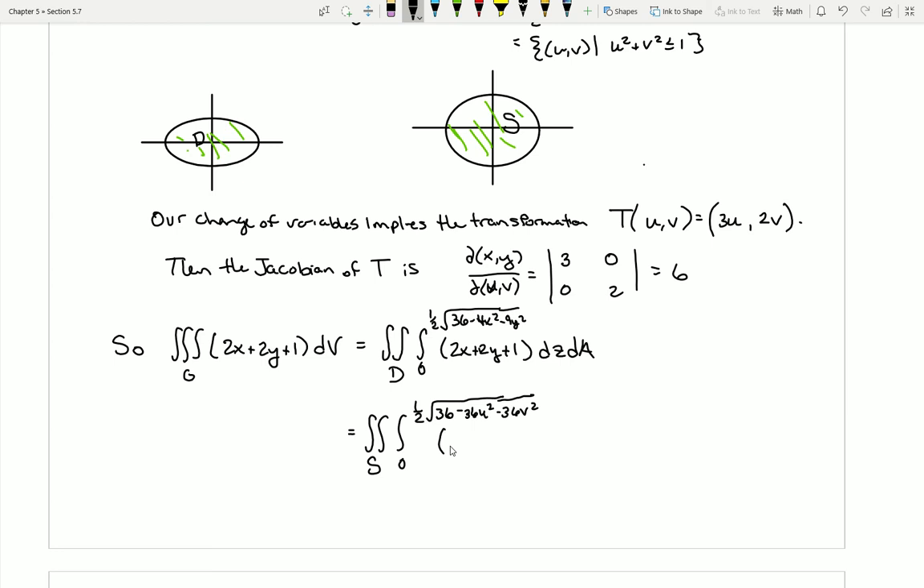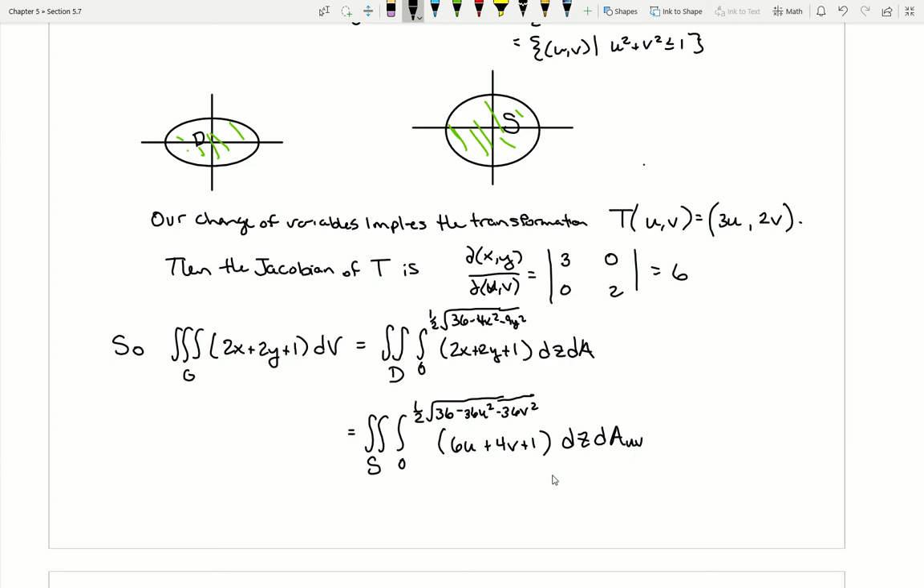Down here I'm going to have to change this out. I know that everywhere I see an x I have to put in a 3u, so that's going to be a 6u, and then I'm going to have a 4v plus 1, and this is a dz, a dA, but now with u's and v's. So I've almost completely set this up.